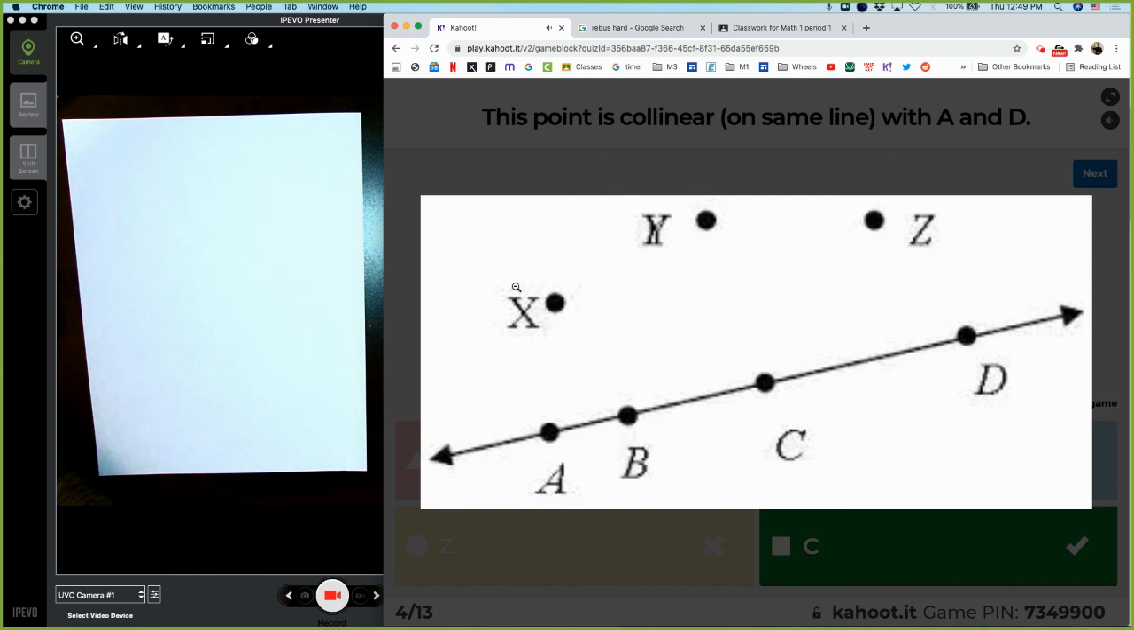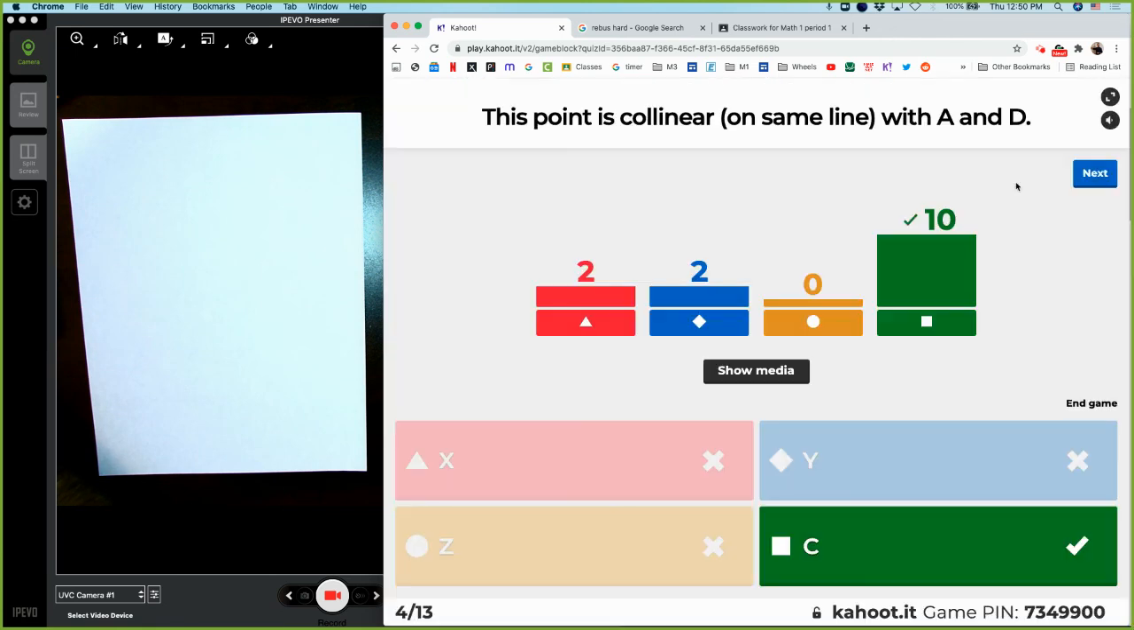X and Y. X is way out here. Is X collinear with AD? AD are on this line. Collinear means on the same line. Co-linear, like a co-worker. Co-linear, on the same line. Yeah, X and Y and Z are not on the same line. B or C are, and that was our answer, C.